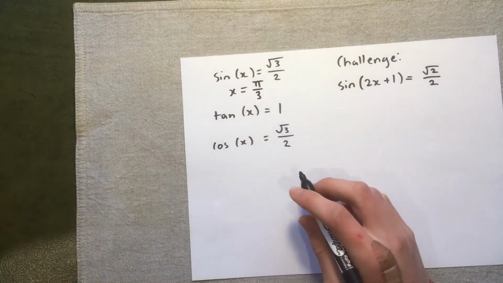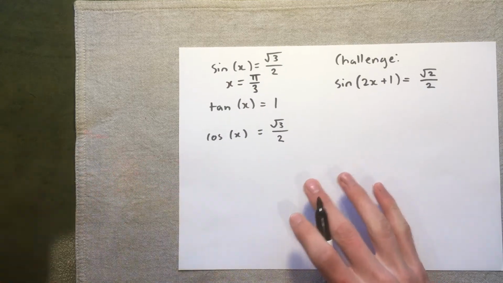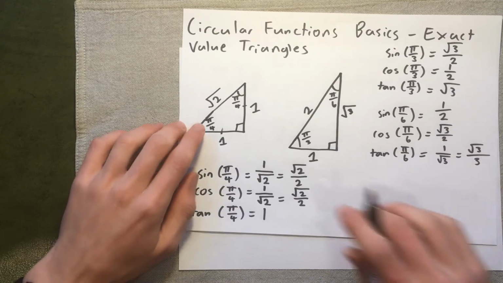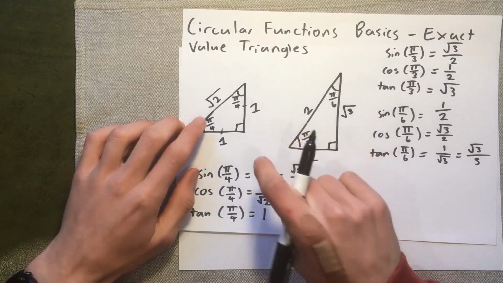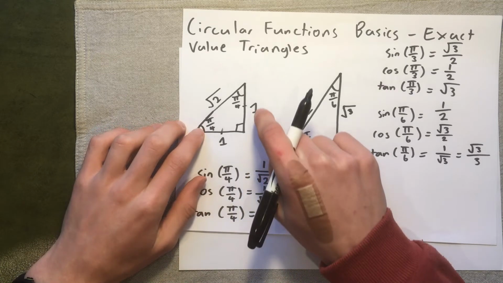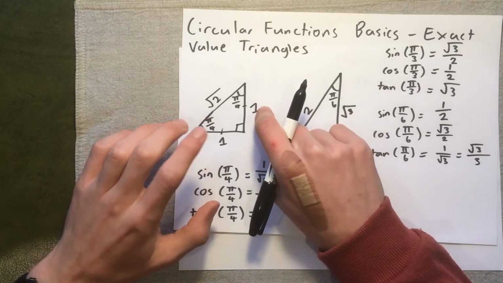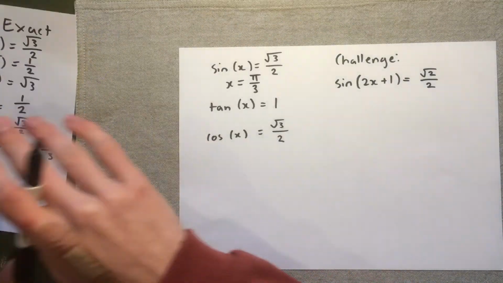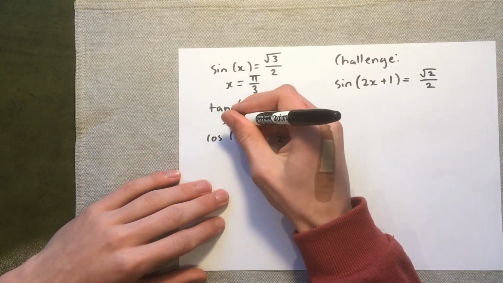Now, tan of an angle equals 1. Back to our exact values triangles, we know that the tangent is opposite divided by adjacent. So if you take the tangent of pi on 4, that's going to be opposite divided by adjacent, so that's 1 divided by 1, it's just going to equal 1. So we can say x is equal to pi on 4.